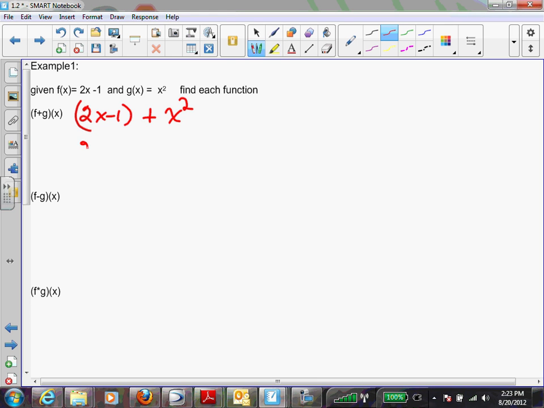Okay, so 2x minus 1 plus x squared. Don't have to worry about any negative signs that we have to pull through. Reorder it. Look for common terms. Do I have any common terms? No, I've got an x and an x squared. They're not like terms. And so we get x squared plus 2x minus 1.